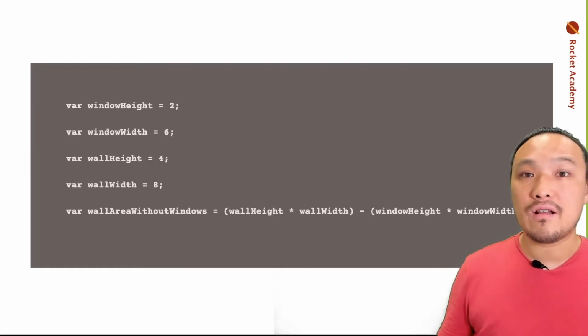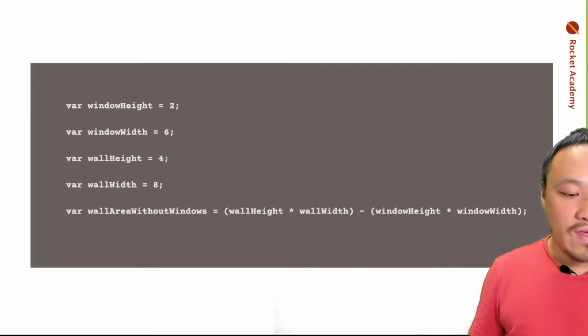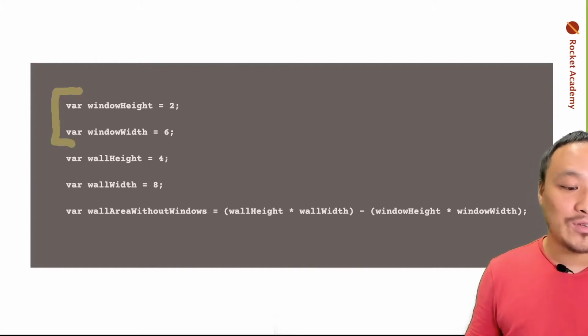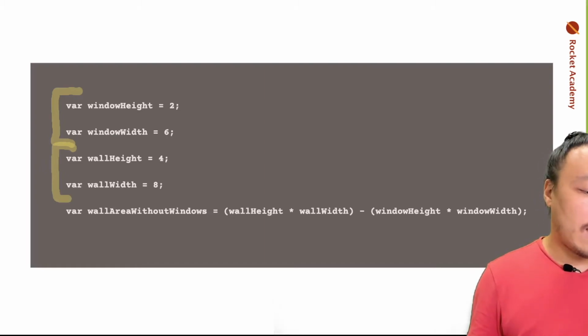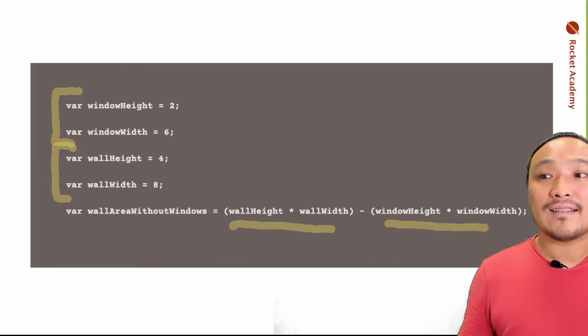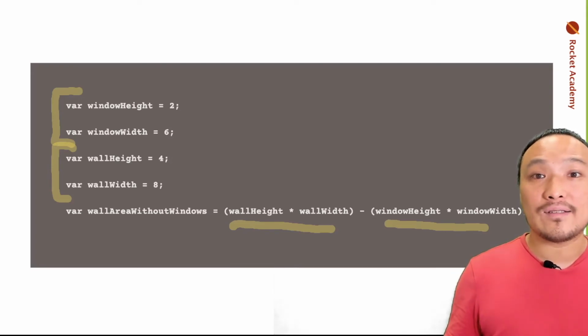Here's a calculation of the area of the wall after I've made some measurements. You can see here that I have two numbers that represent the height and width of the window, and two numbers that represent the height and width of the wall. And at the bottom, I'm calculating the total area of the wall minus the total area of the window, and I get my result. So next, let's look at the same calculation, but in a different syntax.